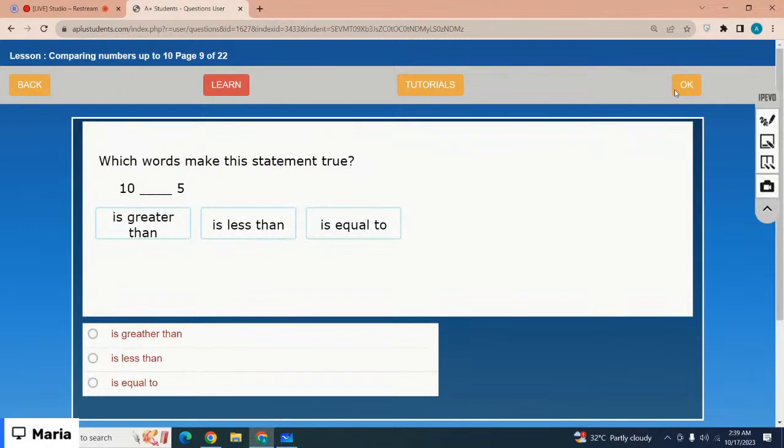Which words make the statement true? 10 and 5. Which is the correct option? When you're counting, 10 comes after 5, right? So 10 is greater than 5, right?